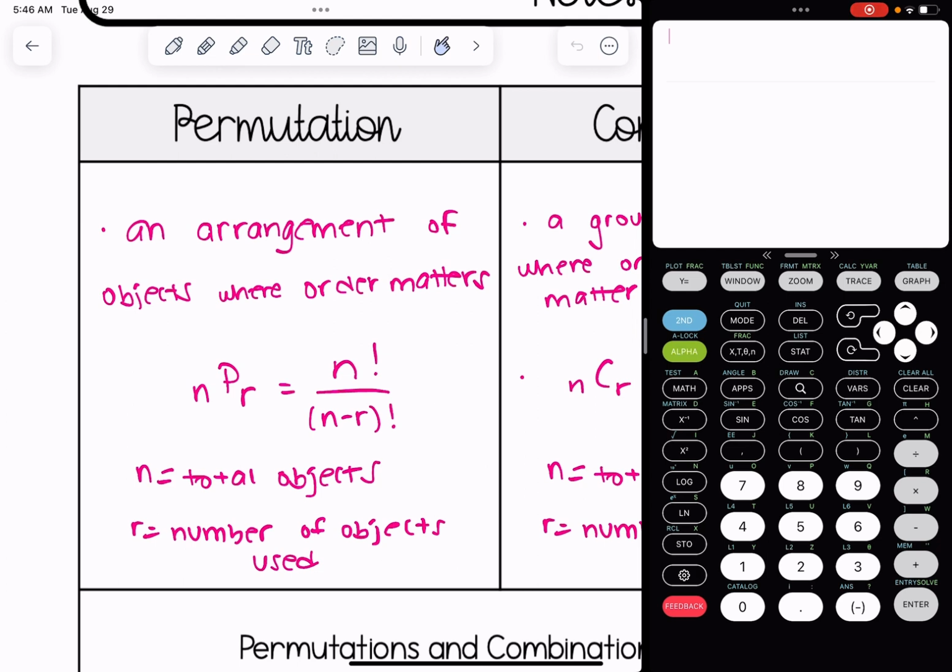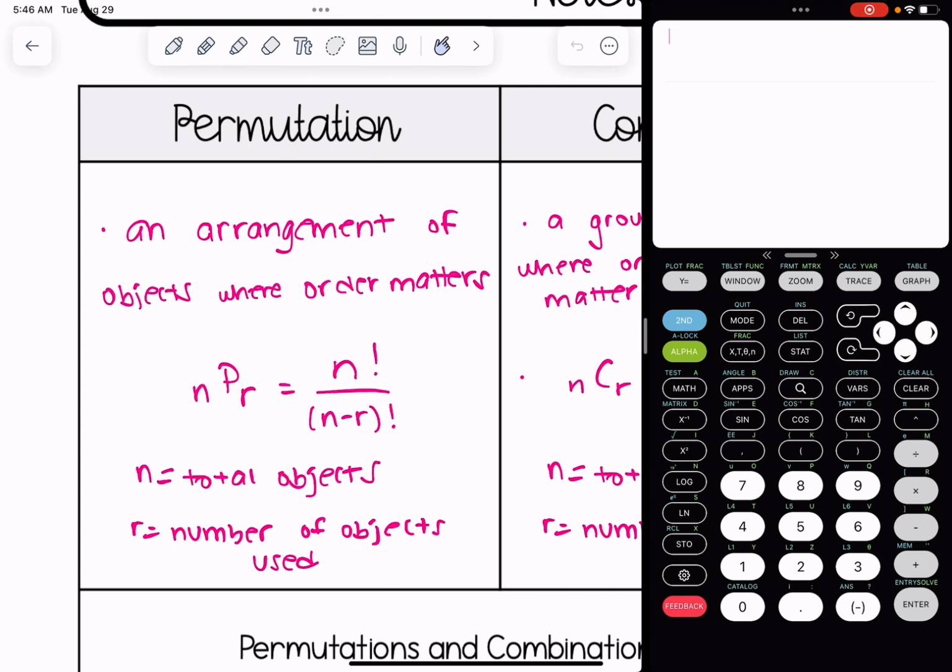And we're going to be using our calculators today, so grab them if you have one nearby. We're going to use our calculators to help us calculate permutations. Basically, what it can do is calculate the total number of possible arrangements. So the formula for a permutation is nPr.